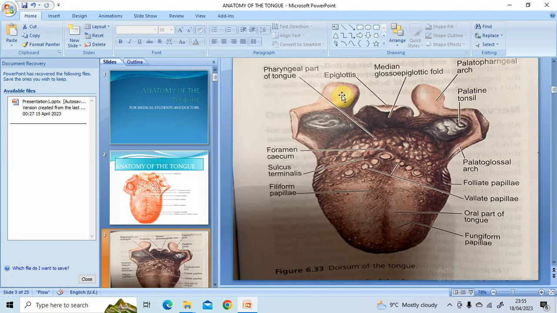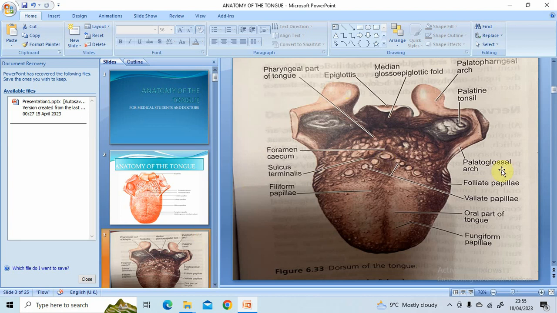Intrinsic muscles are within the tongue, the bulk of muscle that makes up the tongue, and they are not inserted into the surrounding structures in the mouth. But the extrinsic ones are the ones that attach the tongue to the surrounding structures. I'm going to explain that later.